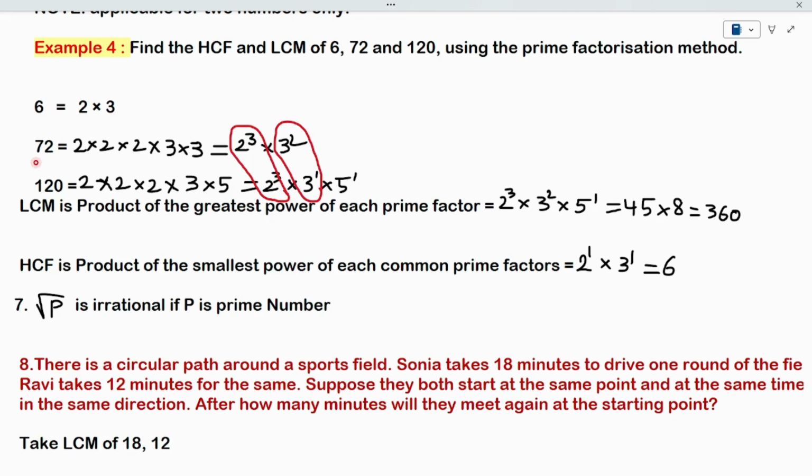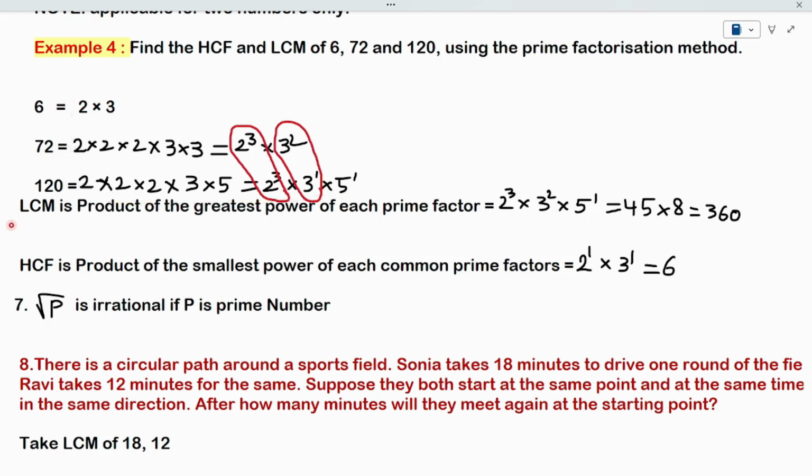The factors of 72 equal 2 into 2 into 2 into 3 into 3, which is nothing but 2 cubed into 3 square. The factors of 120 equal 2 cubed into 3 into 5. So these are the factors of the given numbers. Now, by using these factors, we need to find the LCM and HCF.